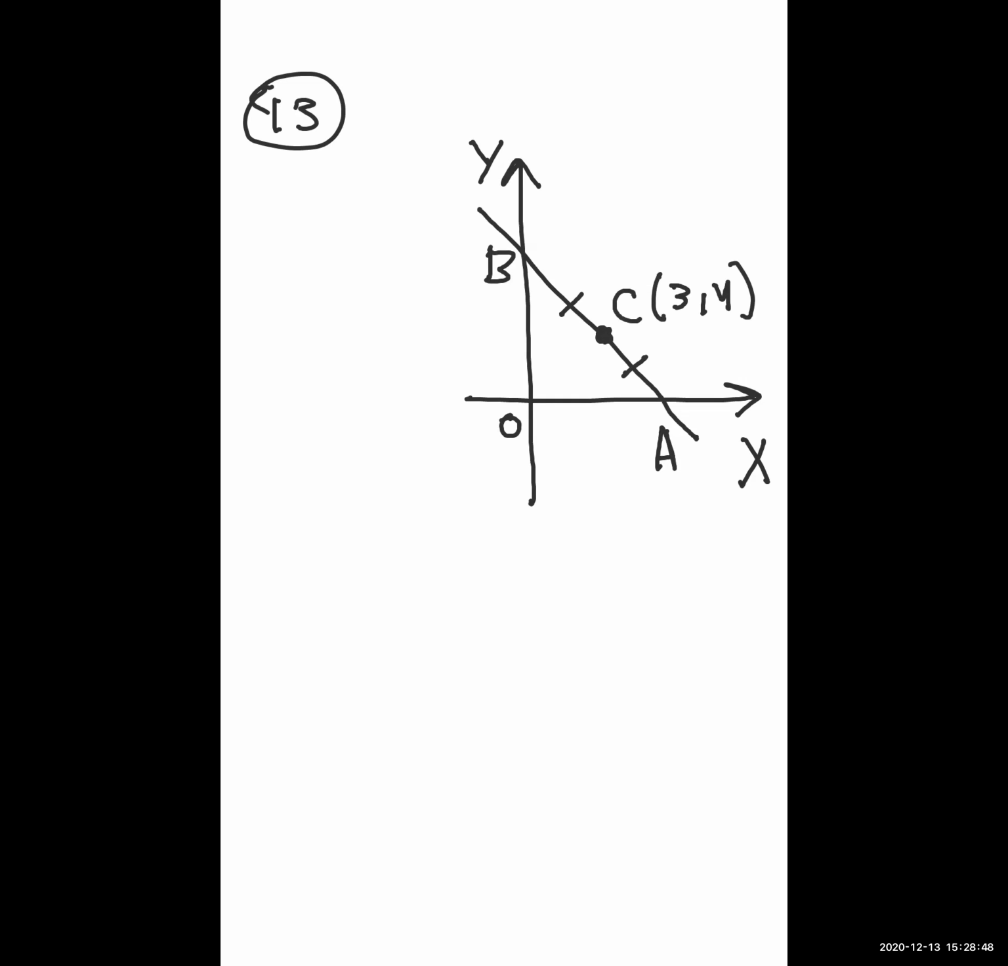Find the perimeter of OAB. I mean this triangle. So to get the perimeter, I want to get OA and OB and AB. Now I will get these points. How to get these points, guys? Look at this figure.